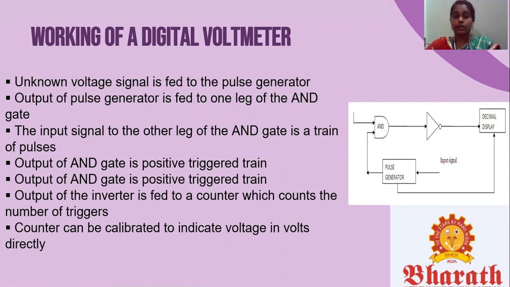Now, there are a number of types of digital voltmeter based on the analog to digital conversion methods. Some of them are the ramp type digital voltmeter, integrating type voltmeter, potentiometric type digital voltmeter, successive approximation type digital voltmeter, and continuous balance type digital voltmeter.